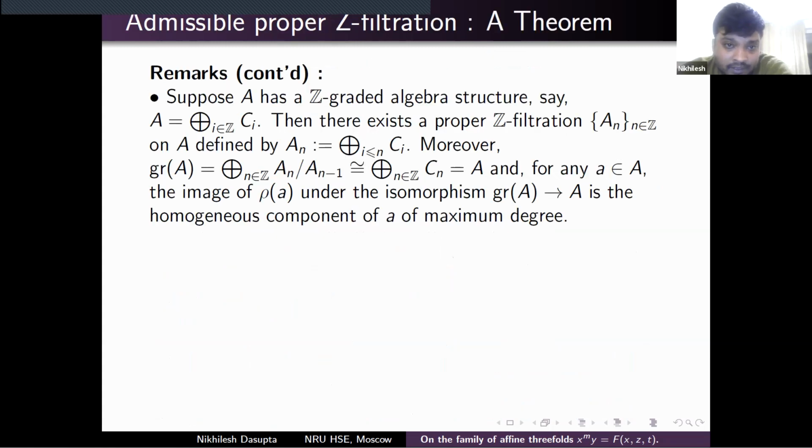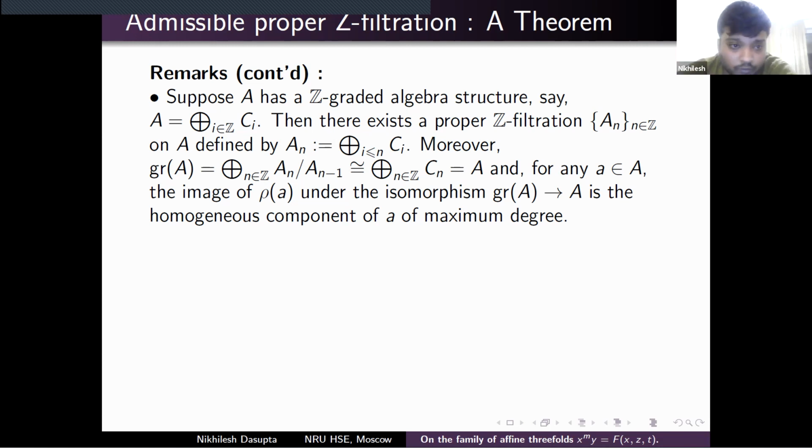And this is another important feature. Suppose there is a Z-graded algebra structure, A is already a graded ring. And then there exists a proper Z filtration defined like this. You do not take the component to be C_i, but you take up to n, like degree at most n, that sort of thing. A_n is the direct sum of C_i for i less than or equal to n. Moreover, now you will see GR(A) is the same as A. But here, under this isomorphism, where does a go? A goes to the homogeneous component of maximum degree.